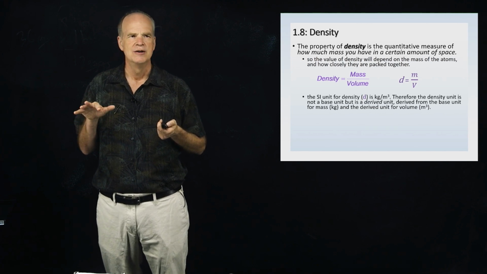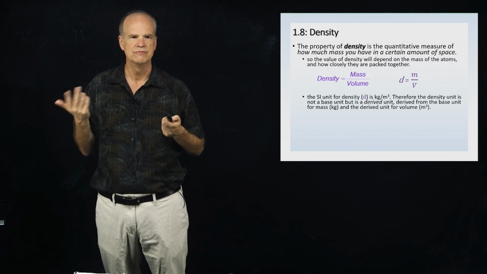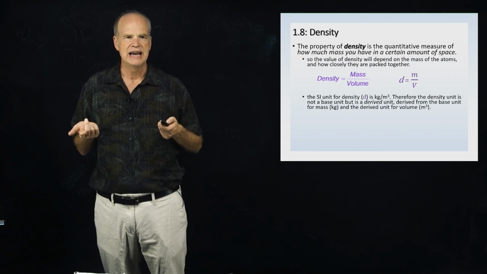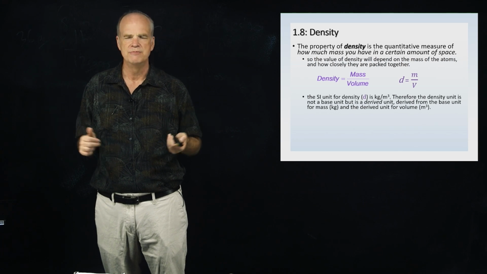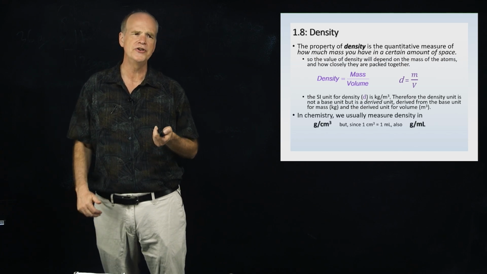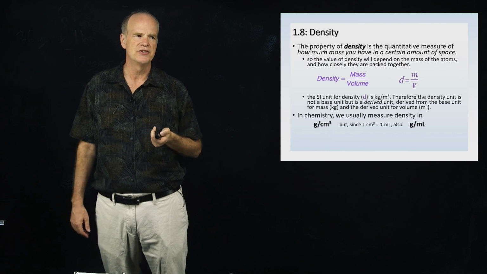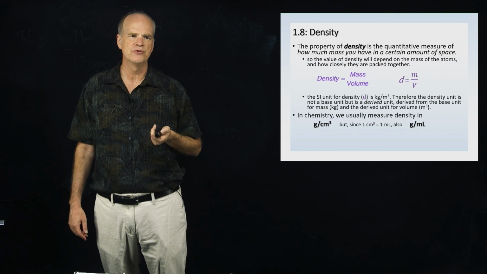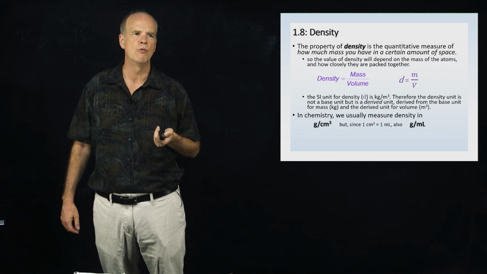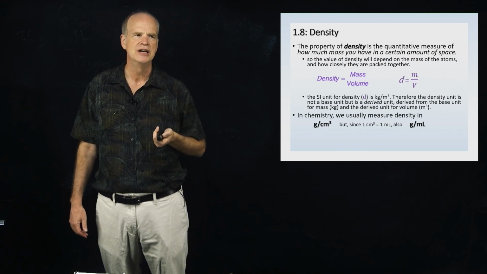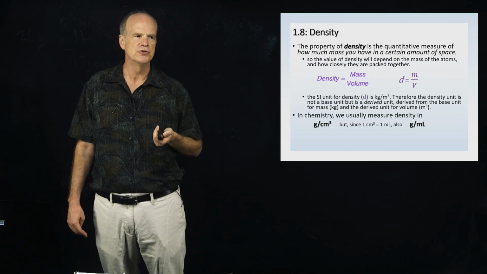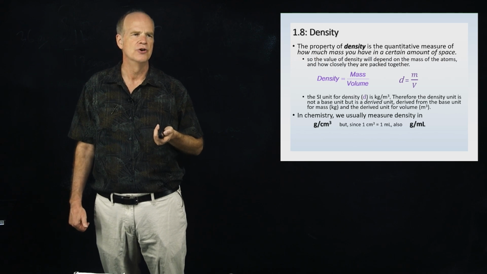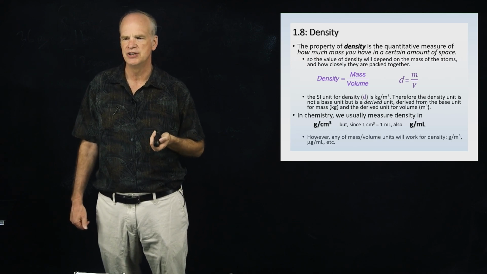It's derived by taking a mass unit, which would be a base unit like grams, and then dividing that by a derived unit, which would be volume, for example meters cubed. Most of the time we measure density in two other units. One unit is grams per cm cubed, but because 1 milliliter is equal to 1 cm cubed, that value will be equivalent to grams per mL. So grams per cm cubed or grams per mL should be equivalent. Those are the two units we use most of the time in density.